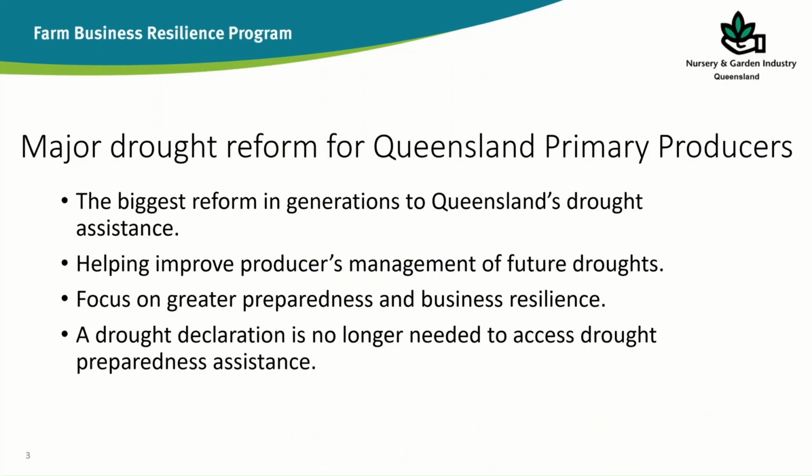The biggest reform in generations to Queensland's drought assistance will help Queensland primary producers improve their management of future droughts. New drought assistance programs will focus on greater preparedness and business resilience for a broader range of eligible Queensland primary producers. This means the new drought assistance will include eligible primary producers across all industries. Under the new drought assistance guidelines, producers will no longer need a drought declaration to access drought preparedness assistance, which will be available at any time.